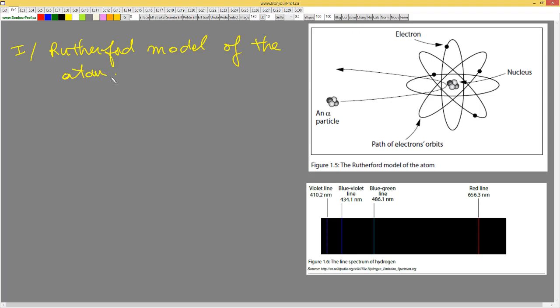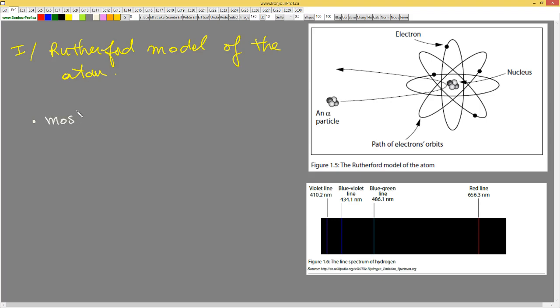So what is the structure of the atom? Rutherford made some experiments with alpha particles. These alpha particles are nuclei of helium. He bombarded gold atoms. And what did he find out? He found out that the atom is mostly empty. It is a huge vacuum. In the center of the atom, there is a tiny nucleus that is positive.